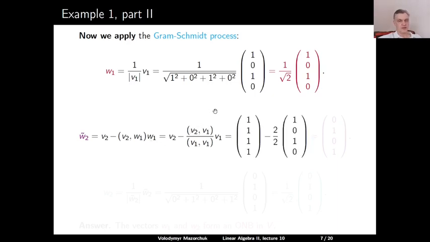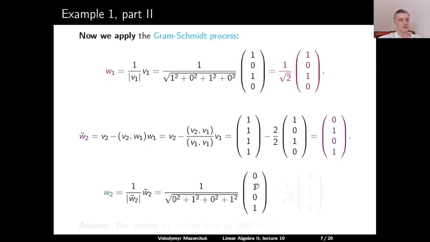Now let's compute. The vector V2 is 1, 1, 1, 1. The vector V1 is 1, 0, 1, 0. The scalar product between these 2 vectors is 1 plus 0 plus 1 plus 0, so it's 2. And the scalar product of V1 with itself, we computed here, so it's also 2. So this means that W2 tilde is 1, 1, 1, 1 minus 1, 0, 1, 0, which is 0, 1, 0, 1.